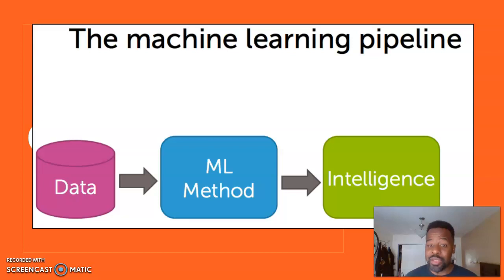Welcome, folks. This is part two of machine learning. To start us off, I want us to examine the machine learning pipeline. We're going to start with data, and then ML means machine learning, and we're going to look at the machine learning method, and then hopefully that's going to show us how that yields intelligence.